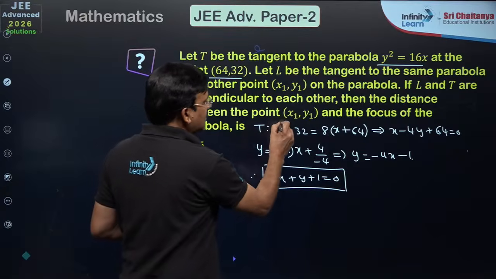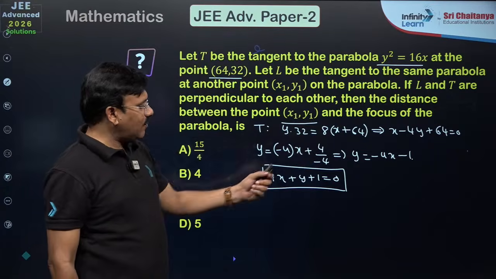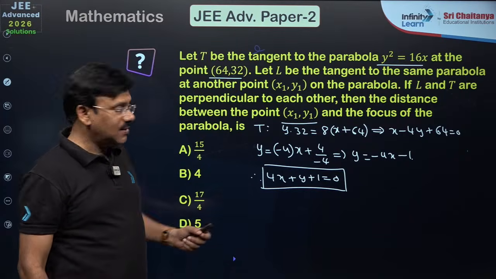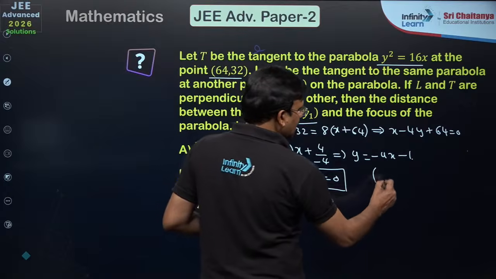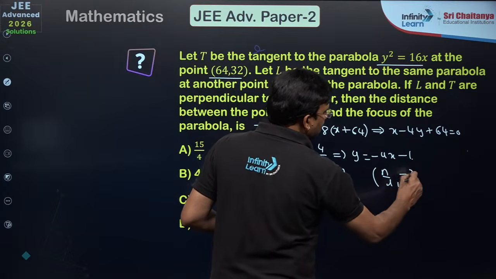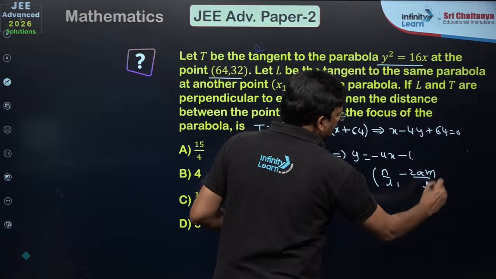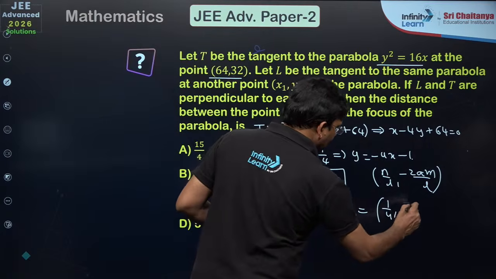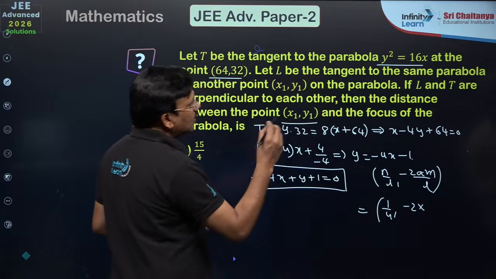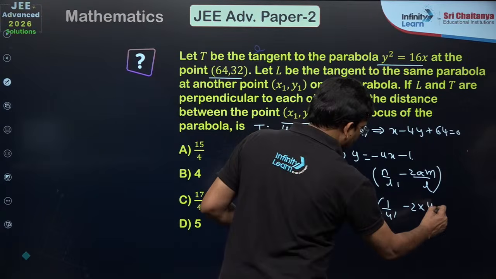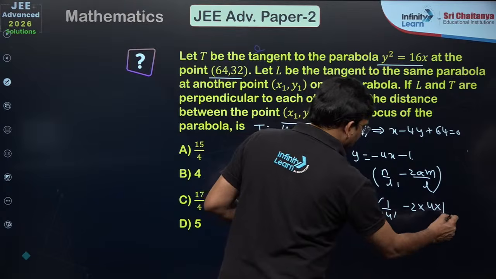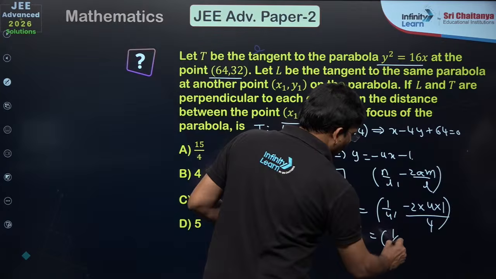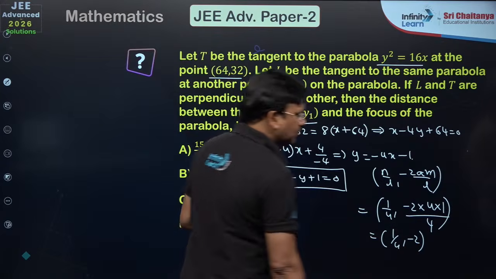Point of contact is x1, y1. So, standard parabola, standard line. Compare this line with Lx plus my plus n. Point of contact is n by L comma minus 2a m by L. Okay. So, n by L will become 1 by 4, minus 2 into a, which is 4, into m by L, which is 1 by 4. So, which is going to be 1 by 4 comma minus 2.